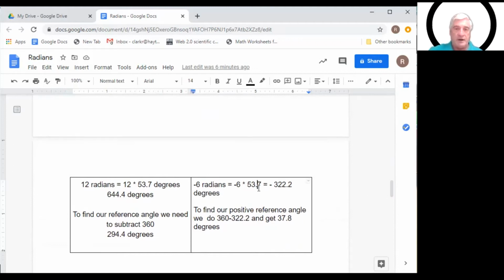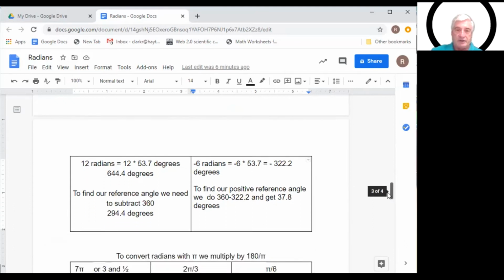My other example over here, I've got -6 radians. That's 6 times around, but we're going in the wrong direction. -6 radians times 57.3 is -343.8 degrees. To find our positive reference angle, we add 360 and get 16.2 degrees. We're going to round that off to 16 degrees.